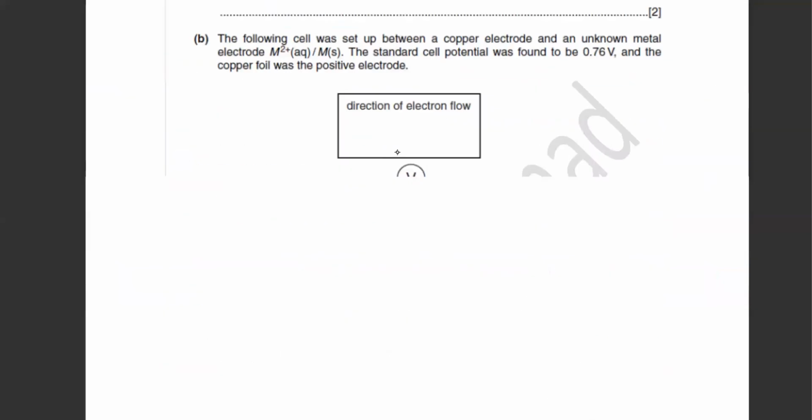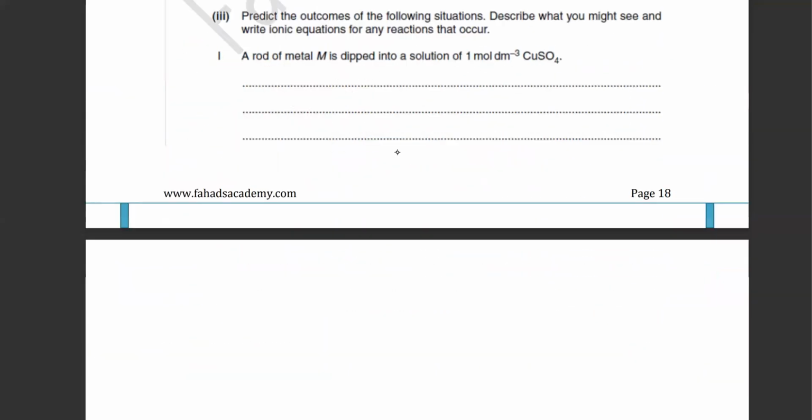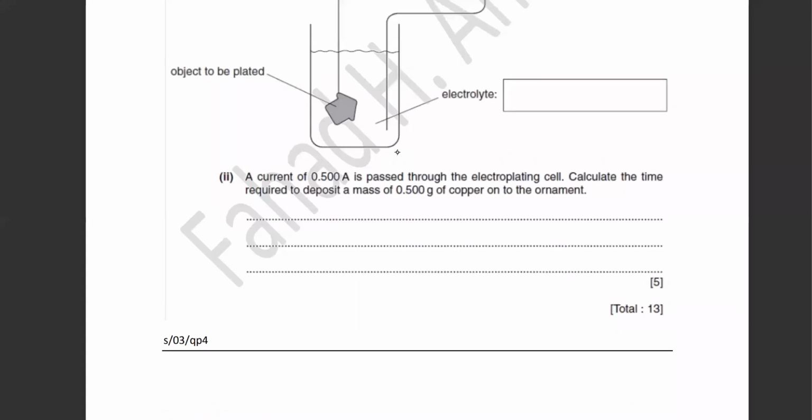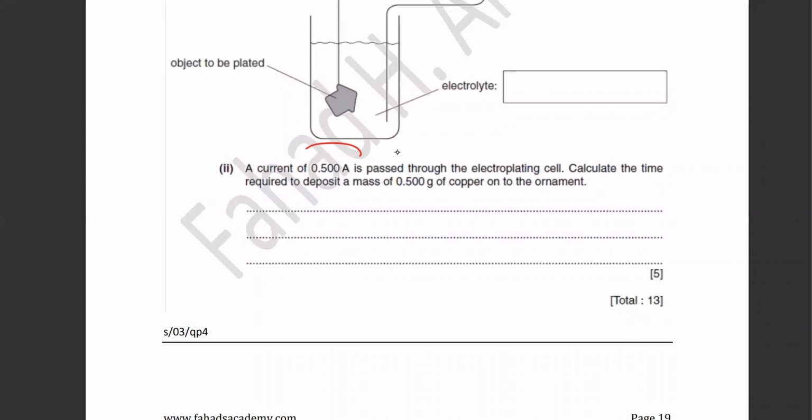Some other slightly more difficult questions related to this. Yep, this one. So this one is, he's saying there's a current of 0.5 ampere. It's the electrolysis of copper, and calculate the time. The time is missing. He wants us to calculate the time. And he's given us that 0.5 grams of the copper is getting deposited. So the equation for copper getting deposited, it's a copper sulfate electrolysis.